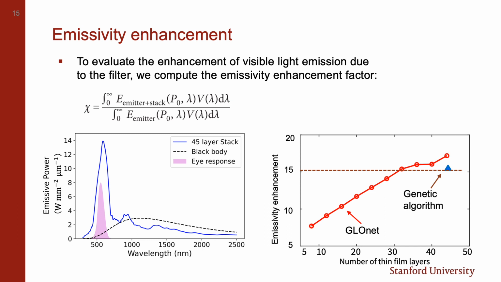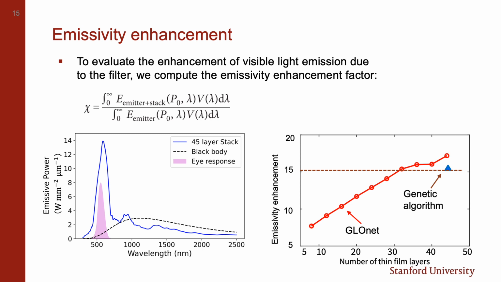To evaluate the enhancement of the visible light emission due to the filter, we need to compute the emissivity enhancement factor. In the left figure, we show the emissive power of a blackbody incandescent source drawn in the black dashed line, and an equivalent source sandwiched by the optimized filter in the blue line. And the purple shaded region represents the human eye sensitivity spectrum. So the emissivity enhancement factor is then defined as the ratio between the light power received by human eyes from the emitter with or without filter.